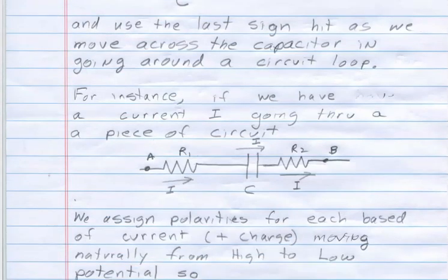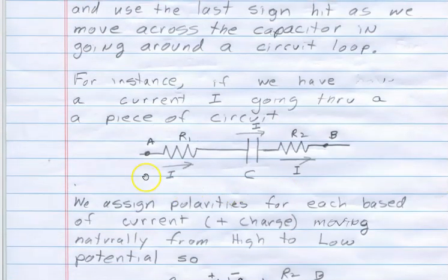Let's give a quick example in this case. I'll assume that we have a piece of circuit in which I've assigned the current flow going in this direction. And notice, this is all in series, and so the current going through this whole branch is the same. And we'd like to get the total potential drop from A to B.